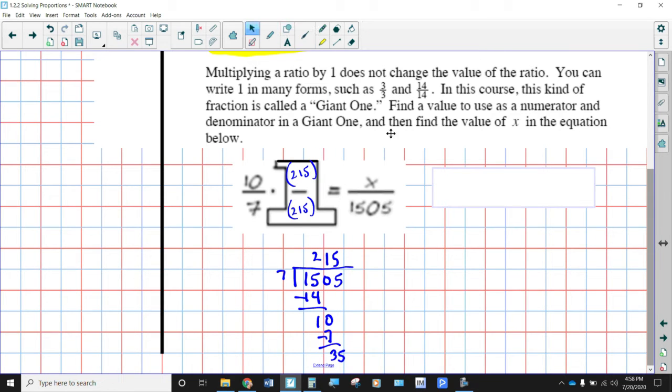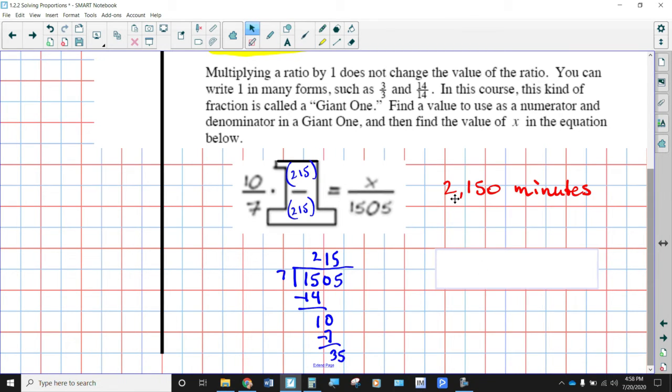And so what we end up getting, and hopefully this is your answer, is it would take 2,150 minutes of working non-stop at that rate of speed, 10 minutes for every 7 cranes, in order to make the 1,505 cranes. So that's using the giant 1. We spent a lot of time using the giant 1 last year.